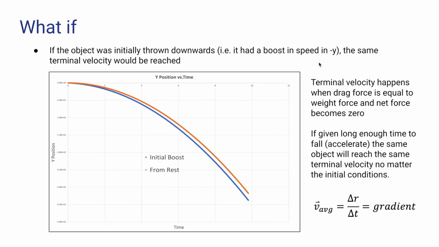Revisiting some of the things we looked at in lab 2, what is the effect of a boost on the terminal velocity? Now, this shows what a boost in the negative y direction does. And so if it was initially thrown downwards, the same terminal velocity would be reached. And that terminal velocity happens when the drag force is equal to the weight force and the net force becomes 0. So if given a long enough time to fall, the same object will reach the same terminal velocity no matter the initial conditions. Because the same object always has the same weight force.